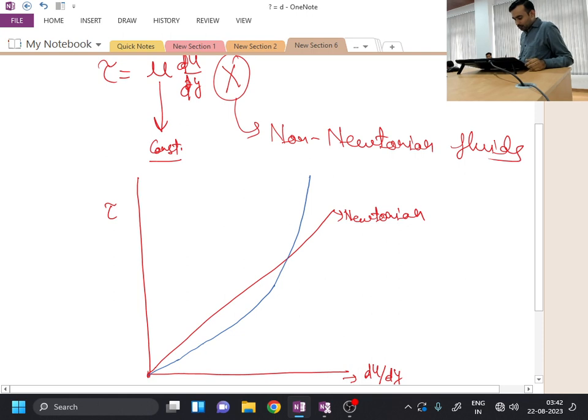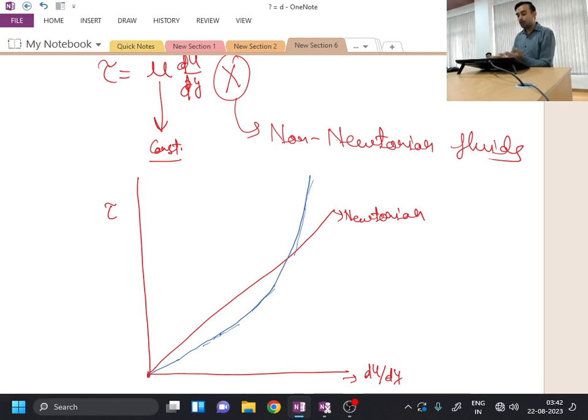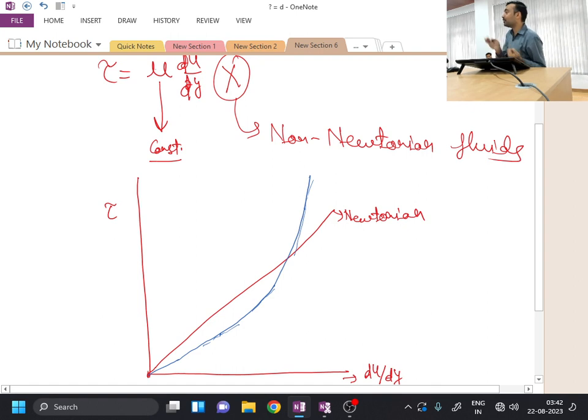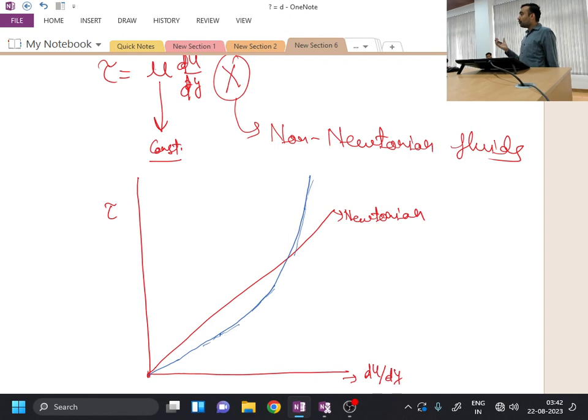Now if you want to measure instantaneous slope, at this point your slope will be something like this. At this point your slope will be something like this. At this point your slope will be tangent to the curve, something like this. So as you are increasing the rate of deformation, the slope of the stress strain relationship is increasing. If the slope is increasing, it means this coefficient of proportionality is increasing over here. So when the coefficient of proportionality is increasing, we can say that thickening of the fluid is taking place.